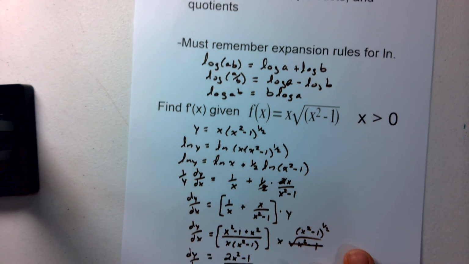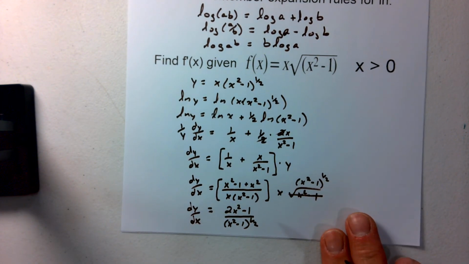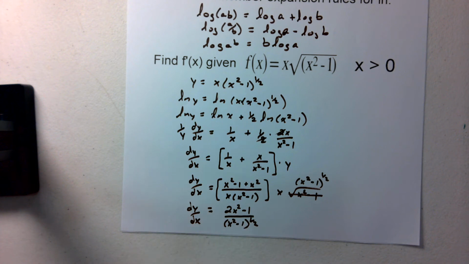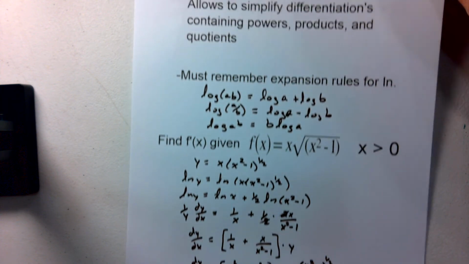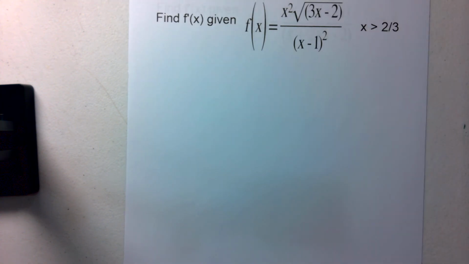Isn't that fun? Oh, I ran out of room there. So there we go, 2x squared minus 1 over x squared minus 1 to the 1/2. Just got a new document camera, so I'm playing with it and learning as I go.